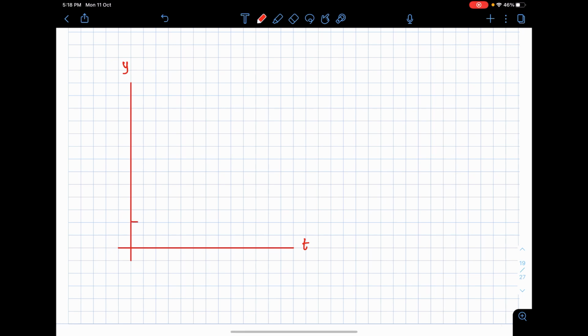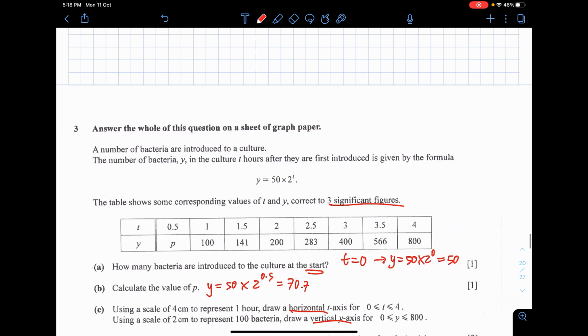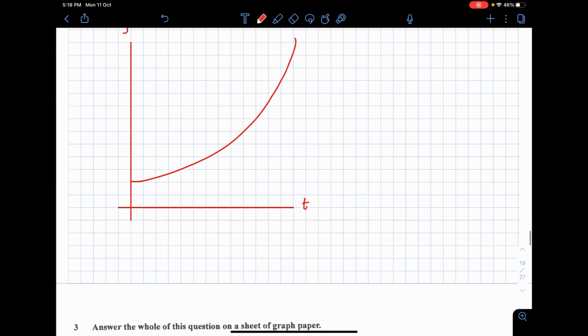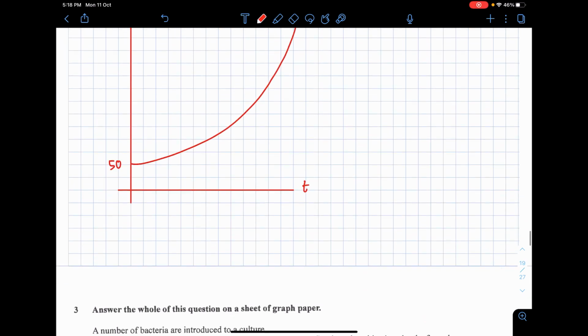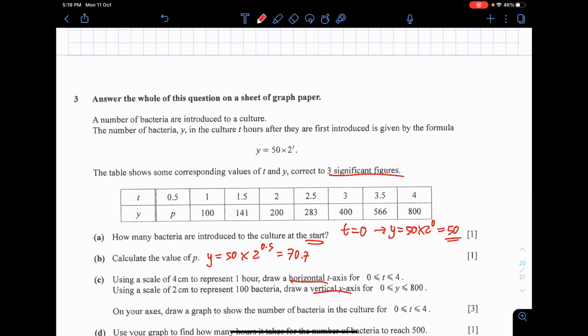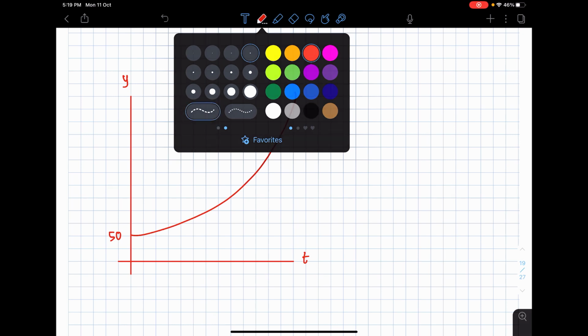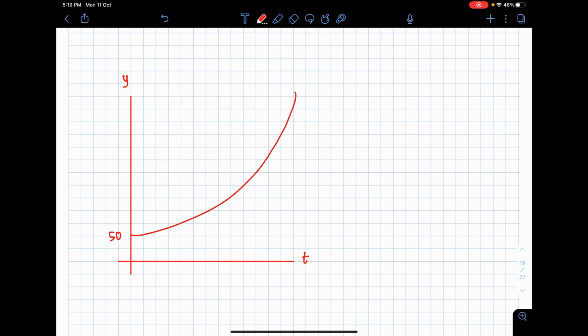Anyway, just take a look at what the graph looks like in the answer sheet, and they look somewhat like this. Also note that just now we found the bacteria amount in the very beginning when the time is 0. The amount of bacteria is 50, right? So I should start from 50 here. The last number we recorded is 4 and 800. Just for reference in our picture here, maybe I'll just put it until here.